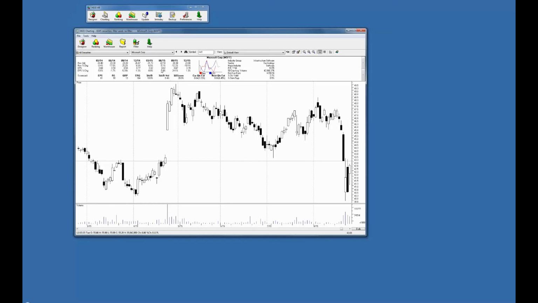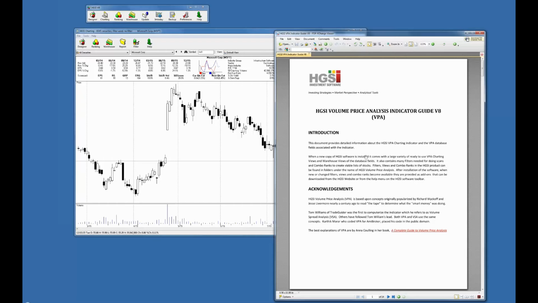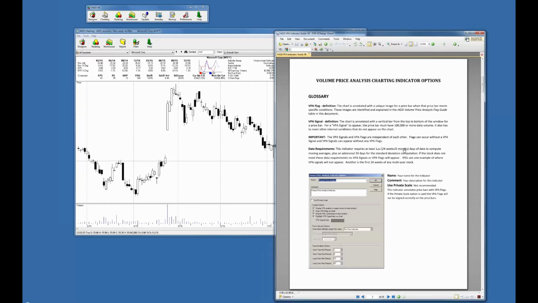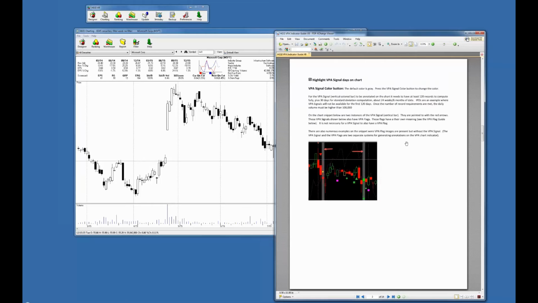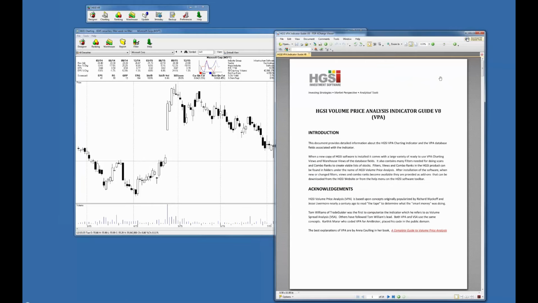Looks good. Okay, so we're going to just do the VPA, and I'm going to start here. This is the default view in HGSI, and we're going to build a view, and I'm going to talk about what the options are and go over it. All of this is covered in this PDF file, which is really detailed documentation of what this indicator does and how it works. If you've got a question about how this indicator works, this document is probably the best tool for answering it. So let's start off.